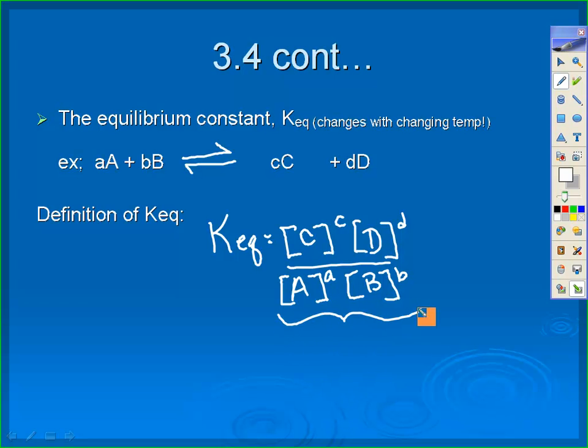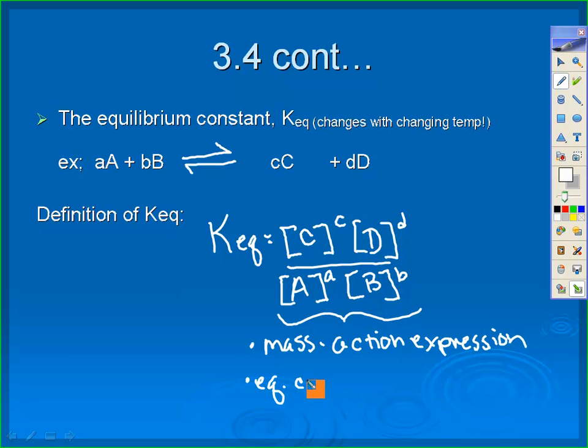And this expression here has a couple of names. It's called the mass action expression, which is sort of weird. And then it also is called the equilibrium constant expression, which I think makes a lot more sense. But either one of those two things, if you see those or read those in a question, it's referring to setting up this in order to determine KEQ. So it's the definition of KEQ, and it's determined by your actual reaction.